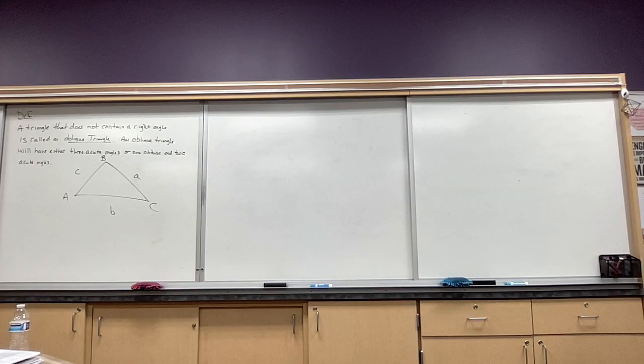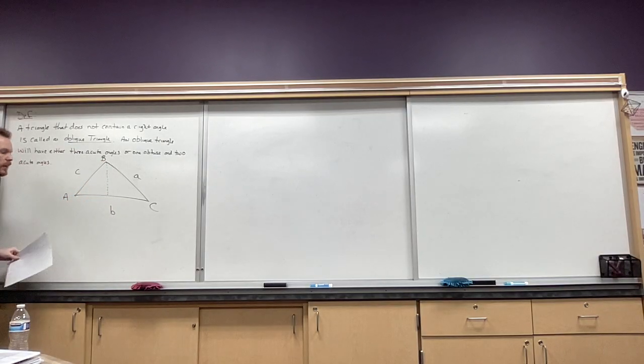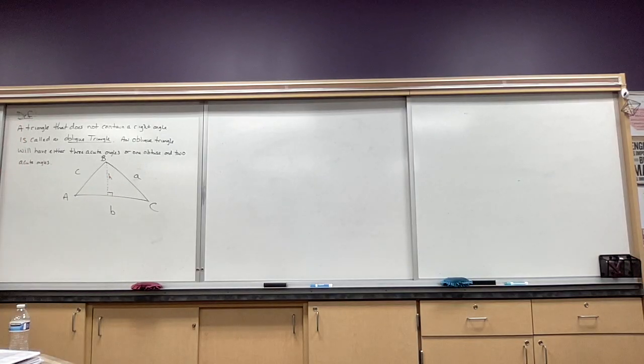So how can I use sine when I don't have a right angle? Here's what we're going to do. I'm going to draw an altitude to the very bottom, to AC. I'm going to call that h. Now, by doing that, I did create some right triangles, didn't I? Because an altitude is perpendicular to its base. So we got some right triangles here.